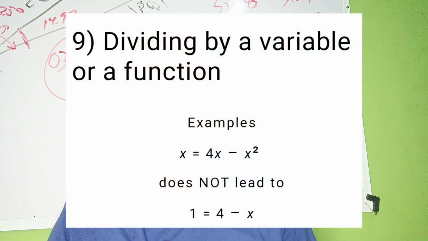Number 9, dividing by a variable or a function. When you divide just anyhow, it means there is a problem. Let's take an example. x is equal to 4x minus x squared. x is common to all the terms there. So the candidate made the mistake of dividing through by x, and that is not correct. That equation does not lead to 1 is equal to 4 minus x. We have to be careful. You collect the like terms and you factorize using the zero product property.